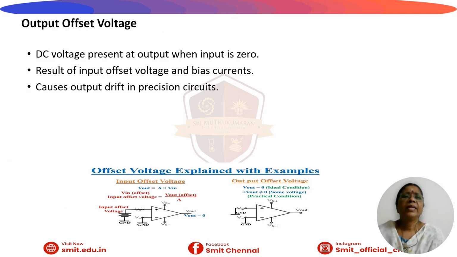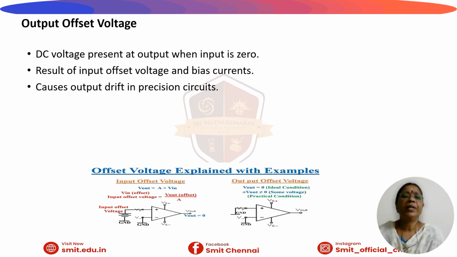The next parameter is the total output offset voltage. It is the DC voltage present at the output when input is 0. This total output offset voltage is due to input offset voltage which is given at the input terminal and due to presence of bias current which is flowing into the input terminal.